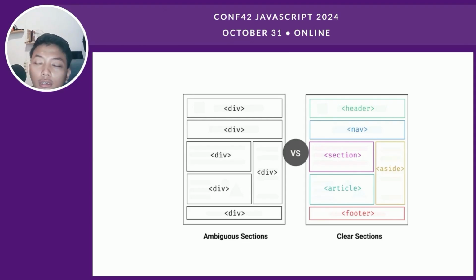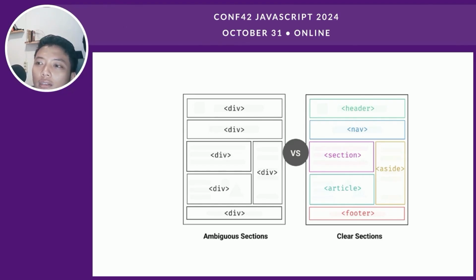And the other thing is unclear structure. Maybe your website has ambiguous sections because you didn't use the semantic way to do structuring, because you use a bunch of divs instead, like a div for the header, a div for navigation.